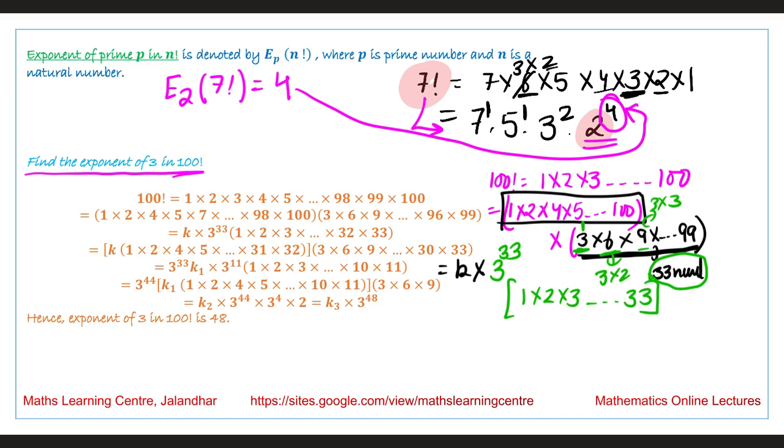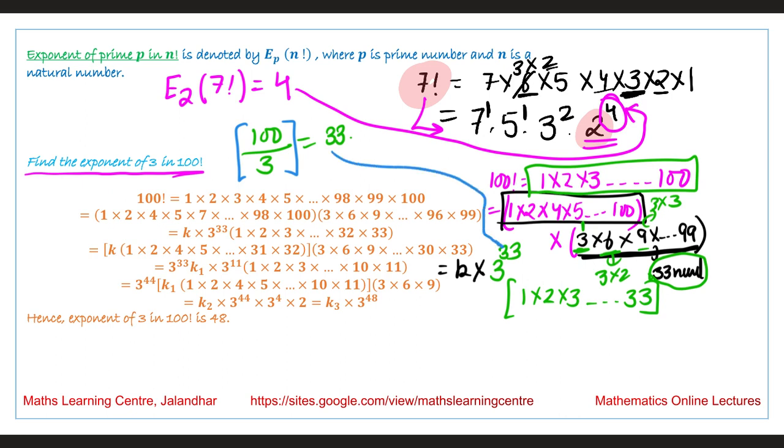We are dividing it by the number 3, where the total number of terms is 1, 2, 3 up to 100. We are dividing it by 3. The answer we obtain is 33 point something. So if we take the greatest integer of this value, the answer is 33. So this is the power 33 we are talking about.